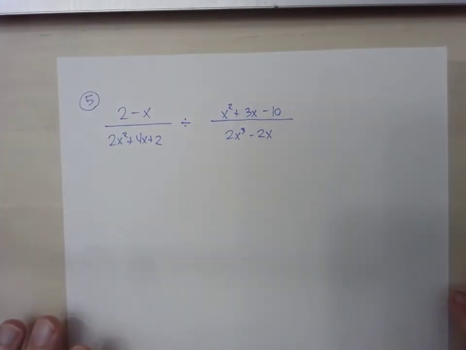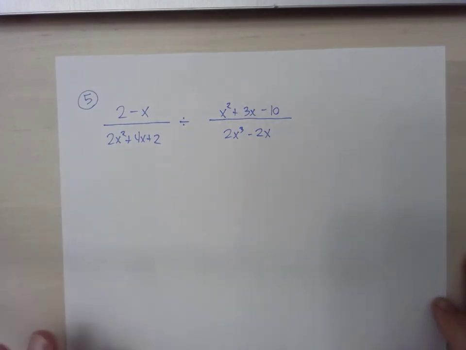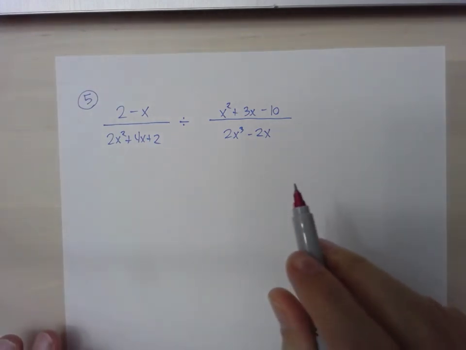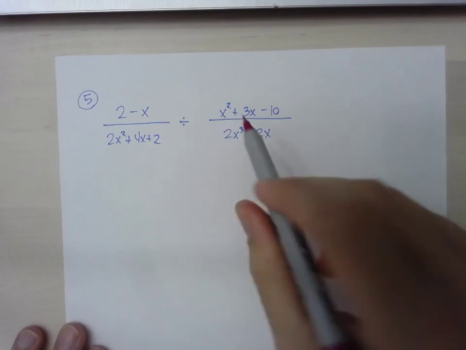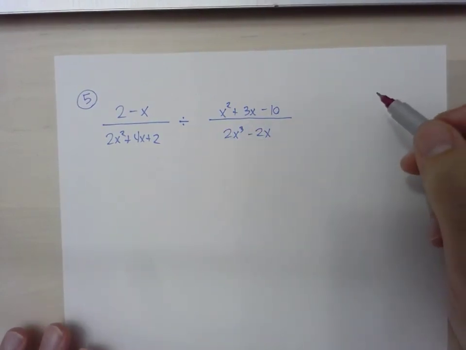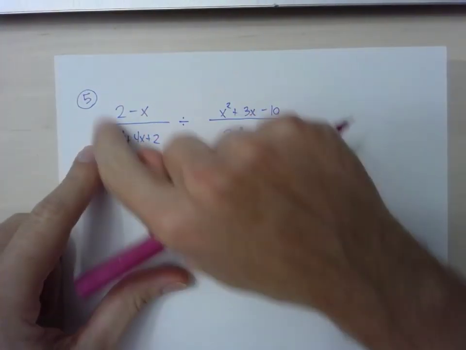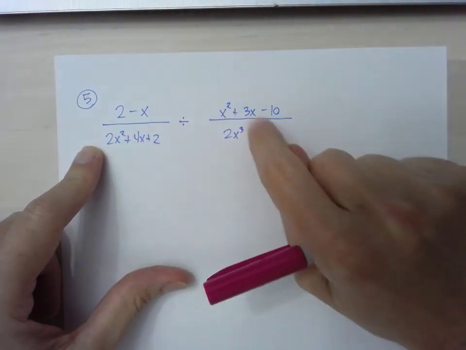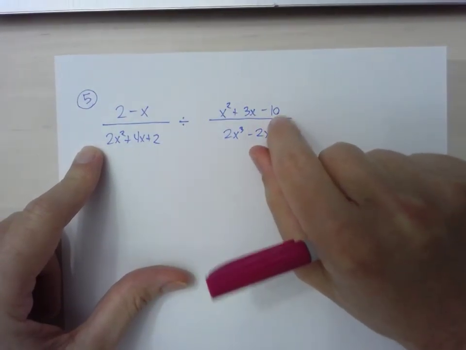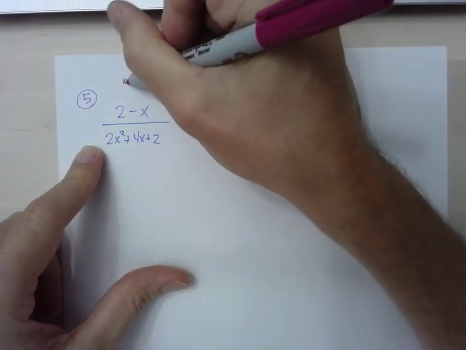Okay, this problem is a division problem, and we don't really treat these much differently. The only thing that we want to fix first before we even do anything is make it a multiplication problem, and we can do that by multiplying this second fraction by the reciprocal. You might have heard the phrase keep, change, flip.